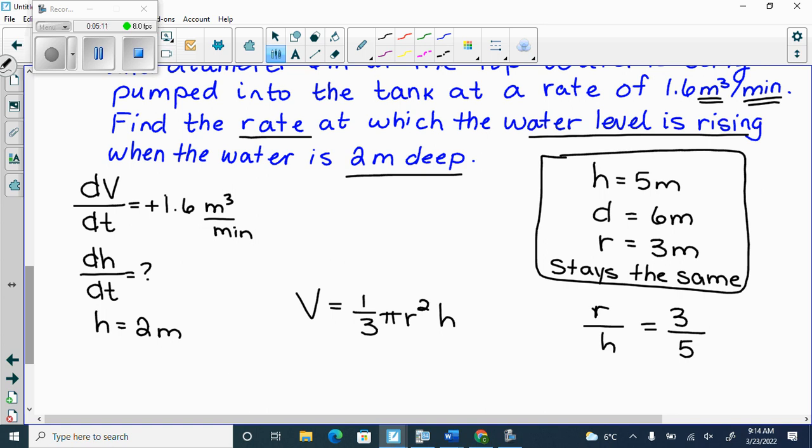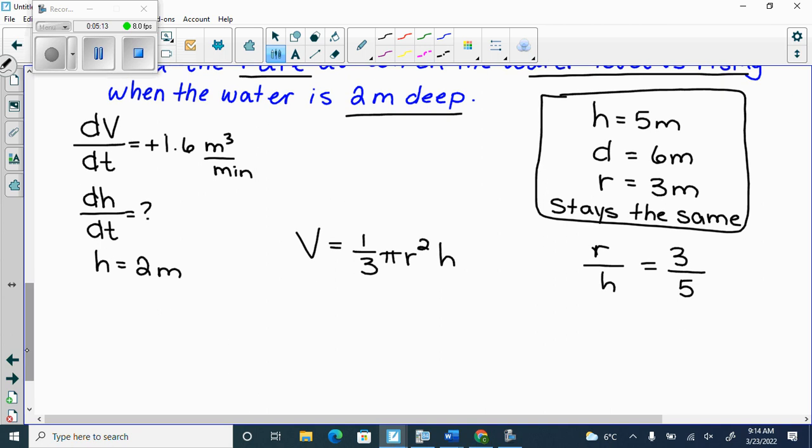Correct? So what I do is I take this ratio and I solve for r, because I don't have it. So I'm going to cross multiply. So I'm going to go 5r equals 3h, and then I divide by 5. So r equals 3h over 5. Now, if I needed dr over dt, I would be replacing h, correct? You replace the one that you will need to go away.